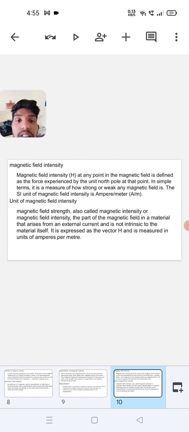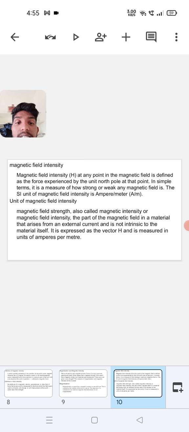Magnetic field intensity. Magnetic field intensity H at any point in the magnetic field is defined as the force experienced by the unit north pole at the point. In simple terms, it is a measure of how strong or weak any magnetic field is. The SI unit of magnetic field intensity is ampere per meter. Unit of magnetic field intensity.